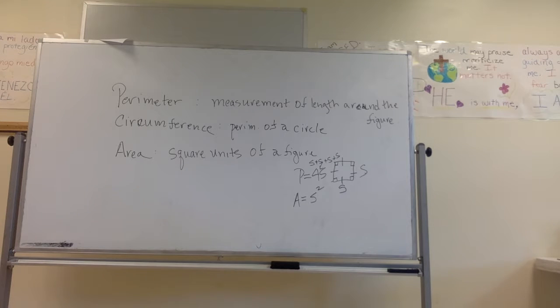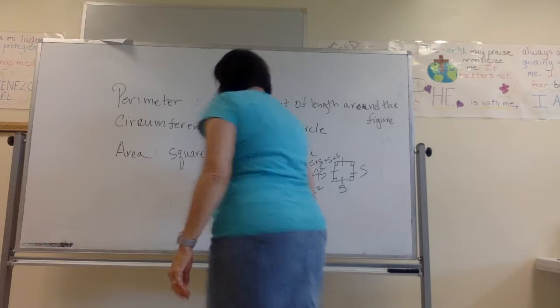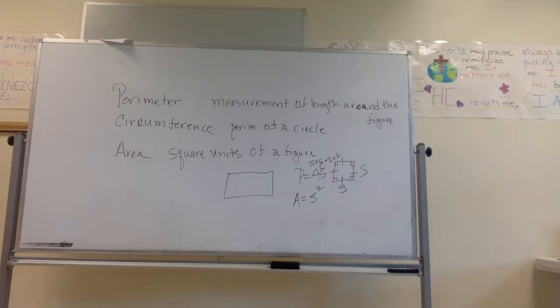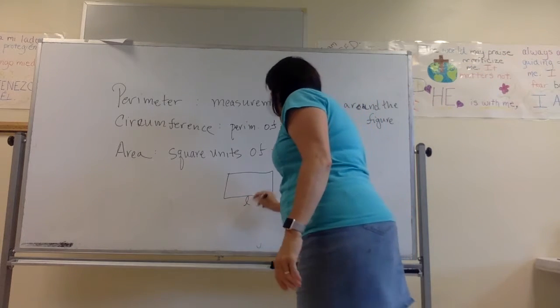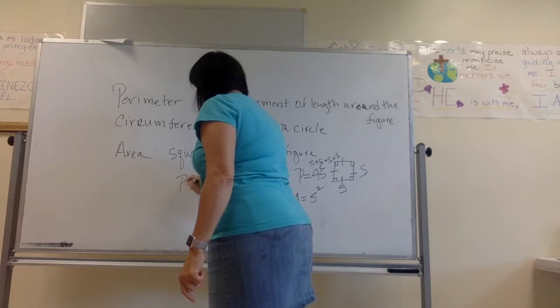All right, so now if we have a rectangle, which side are they calling what? I'm doing it different than what they have. Okay, they're saying we'll just use length and width. So what's the perimeter then of a rectangle?